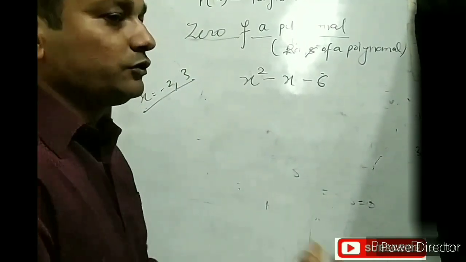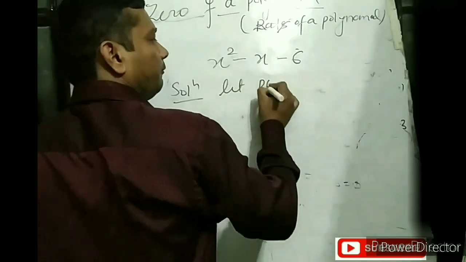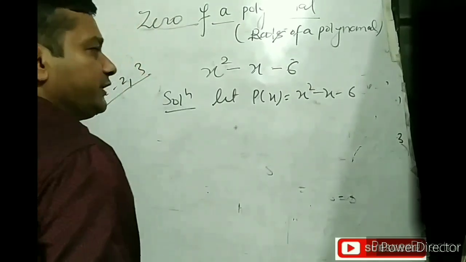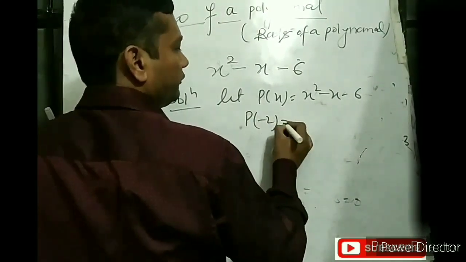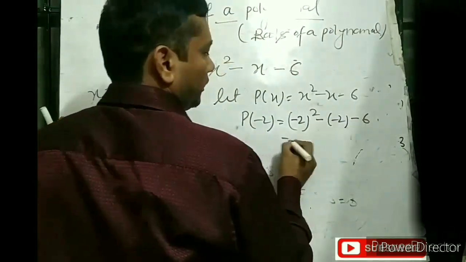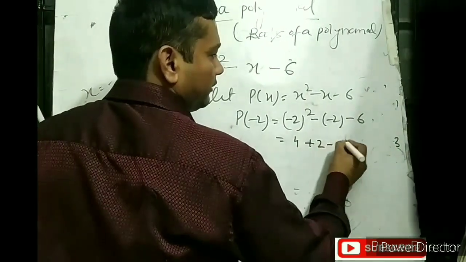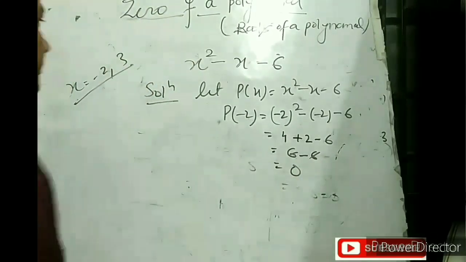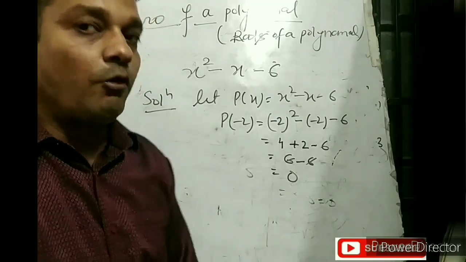So we start the solution. Let p(x) is equal to x squared minus x minus 6. First we will check for the first number, minus 2. So p of minus 2 is equal to minus 2 squared, 4, minus minus 2, plus 2, minus 6. So 6 minus 6 is equal to 0. It means x is equal to minus 2 is a zero of the polynomial.